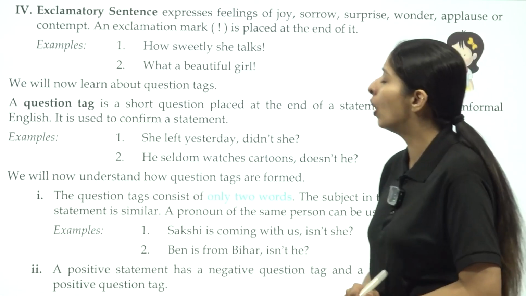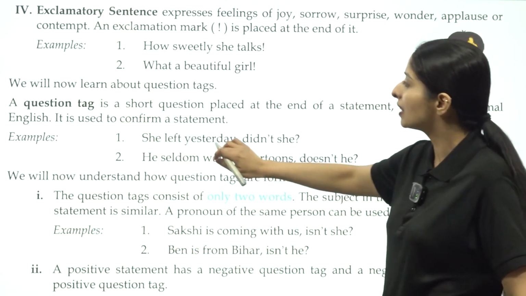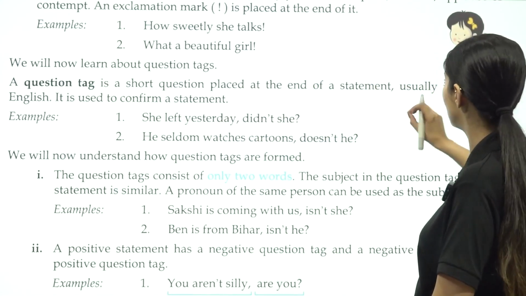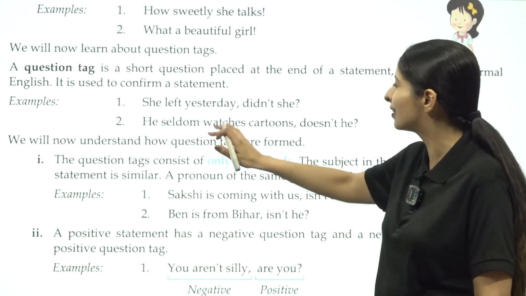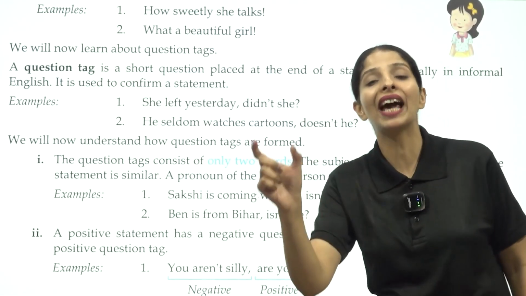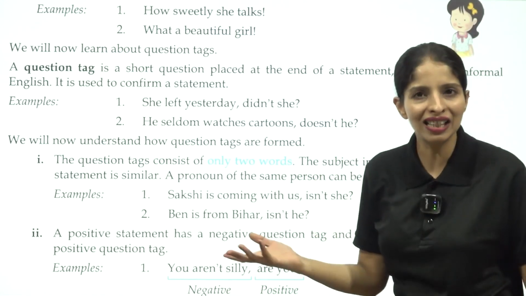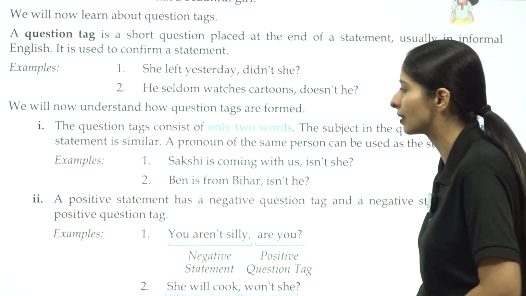Now we will learn about question tags. A question tag is a short question placed at the end of a statement, usually in informal English. Like, she left yesterday, didn't she? So a question tag is what you add at the end. He seldom watches cartoons, doesn't he? So this is how you add question tags.